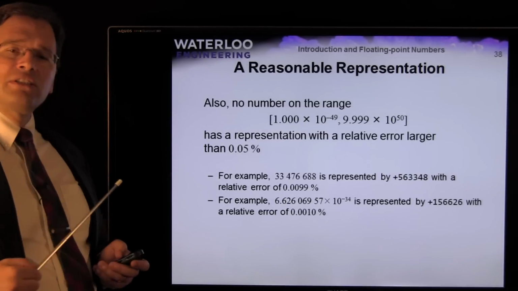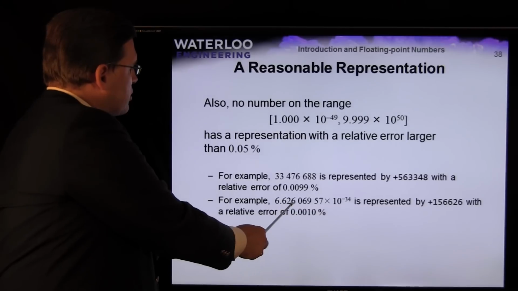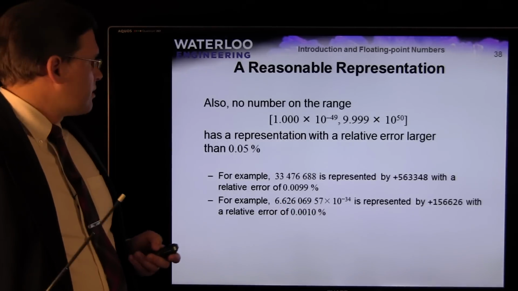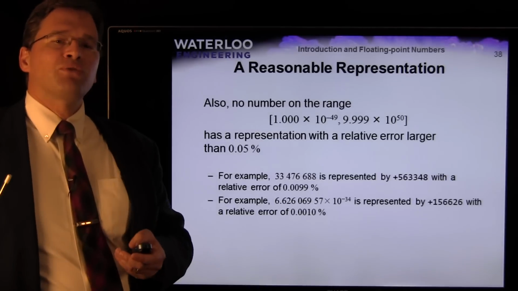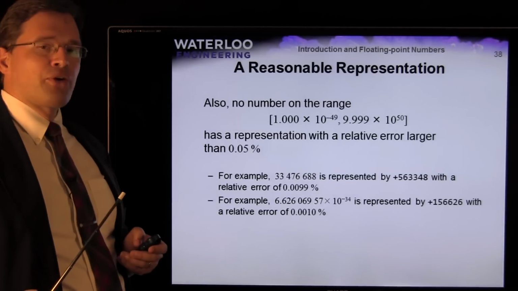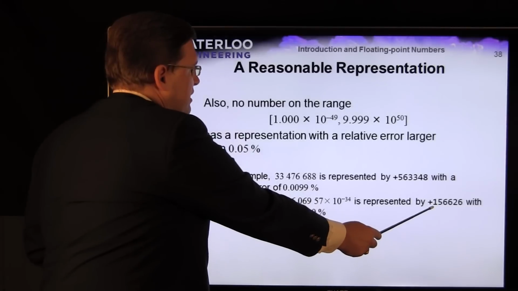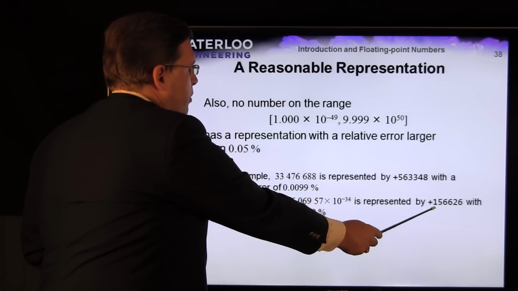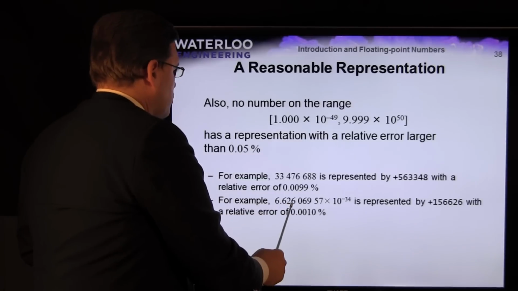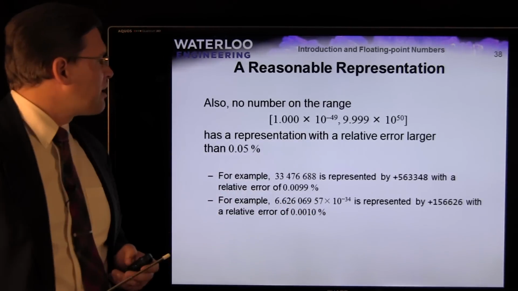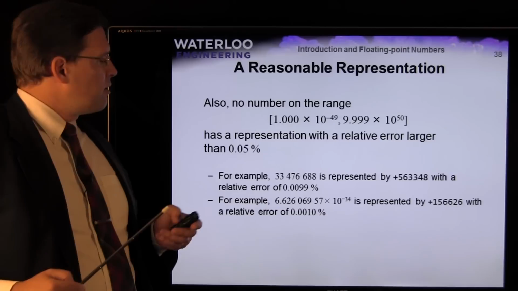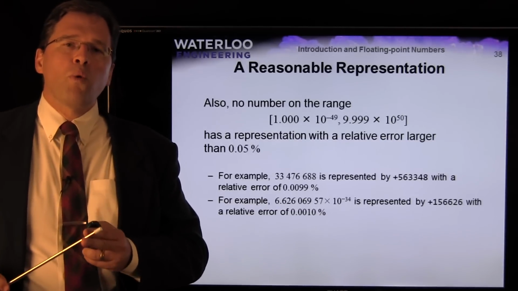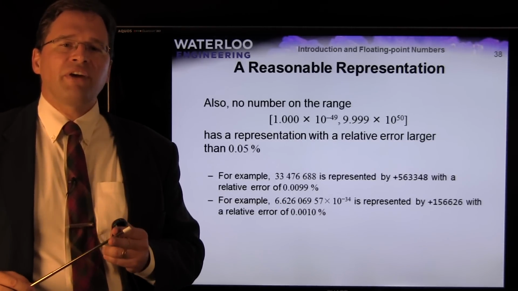Let's take Planck's constant on the other hand. 6.626 times 10 to the negative 34, well, 15 minus 49 is negative 34, so this is represented by 156626, and that has a relative error that's even smaller. The relative error is on the order of 0.001% relative error.